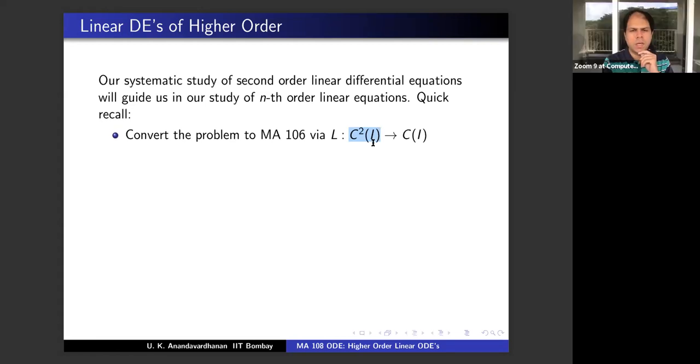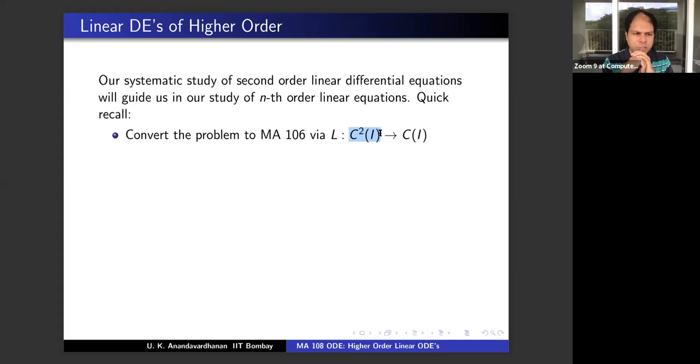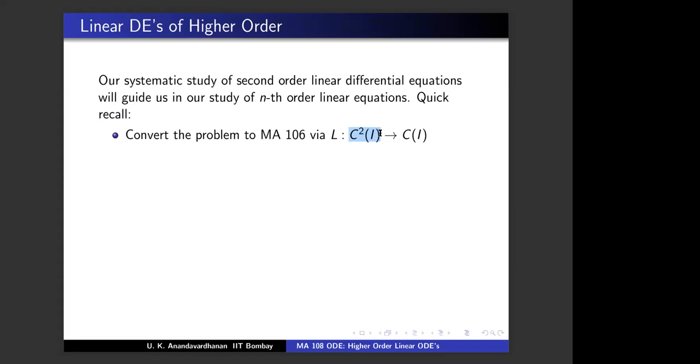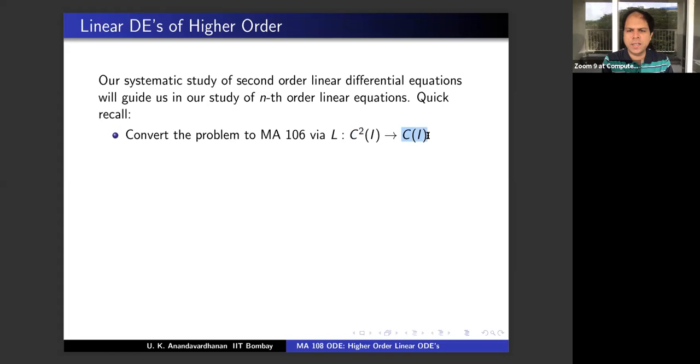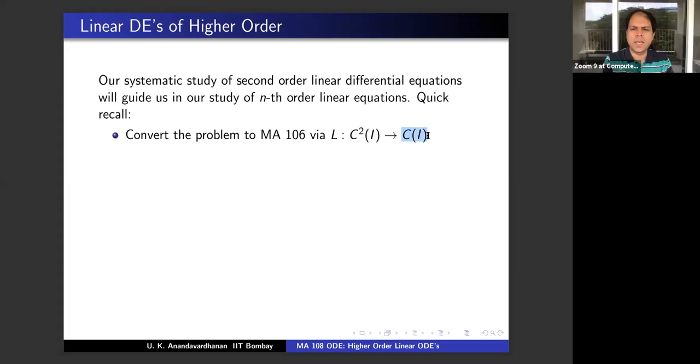So what will be our generalization today? Instead of this space, what will be the space that we consider? Cn(I), and what should be the definition? F', F'', up to the nth derivative all exist and all are continuous. And will we change the right hand side? No, it will be the same C(I), and I will still call the operator L. So the first point is done. You know what we are going to do.